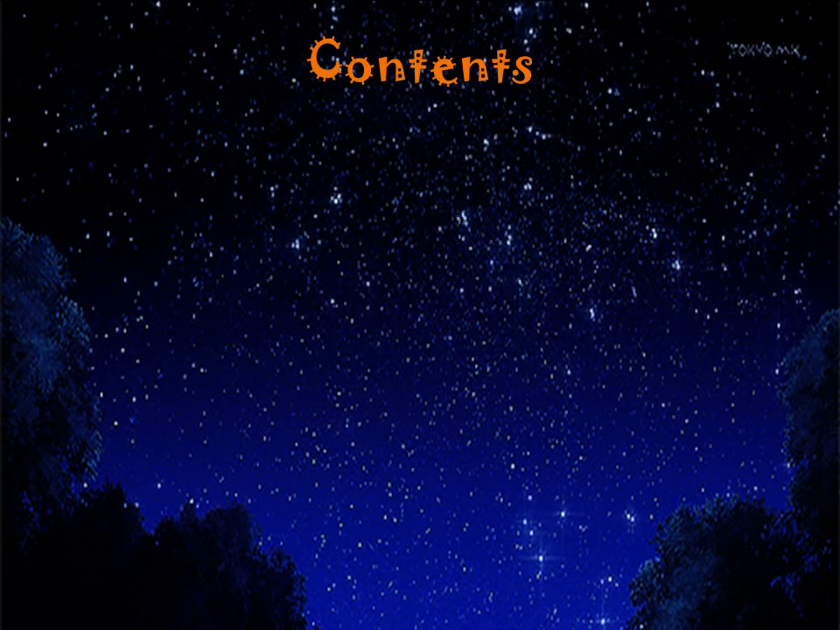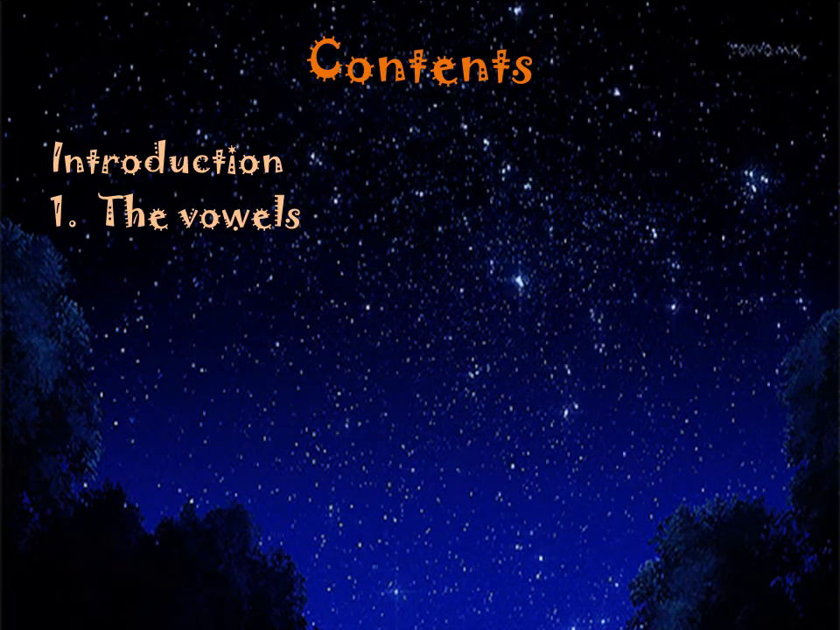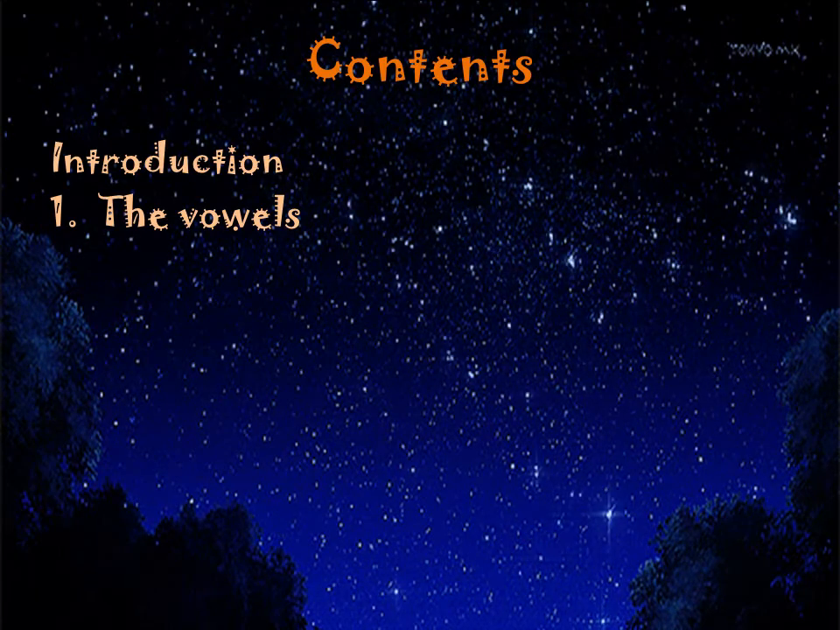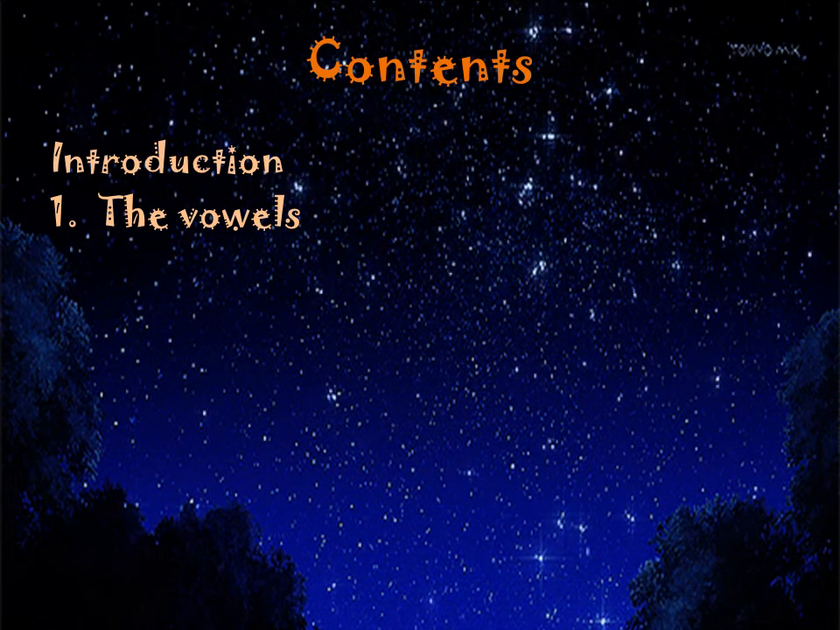So we'll start with the contents. There will be a quick introduction about the letters in general, and then we'll start with the vowels. I will not explain the letters in the order they come, like alpha, beta, gamma, delta, e. We'll start with the vowels because you can't pronounce consonants without the vowels. So we learn the vowels first and then the consonants.